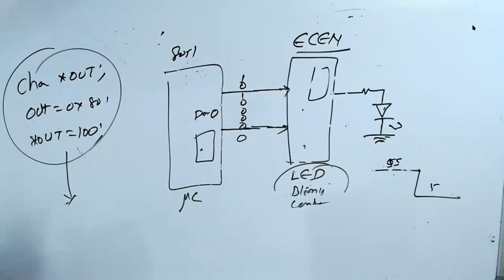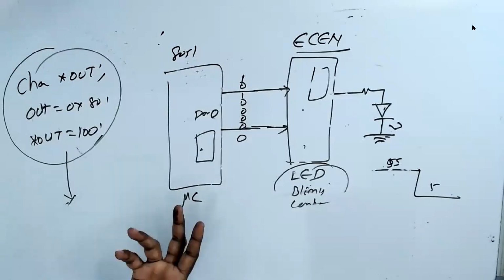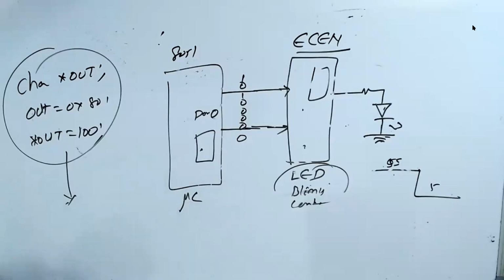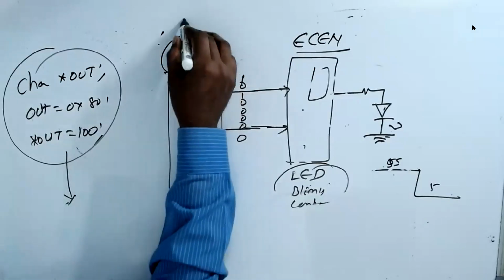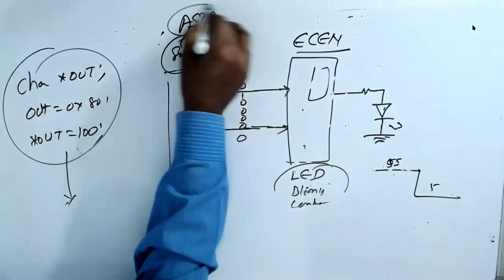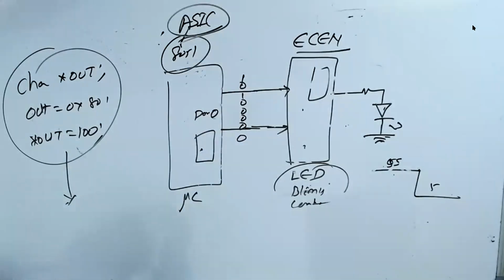Sir? Yeah. Sir, for our microcontroller, for the same example, for 8051, in place of 8051, if we use ASIC, we can't modify our program also, no, sir? It is fixed, right? Yeah, it's fixed. If you use a, no, wait. 8051 itself is an ASIC.